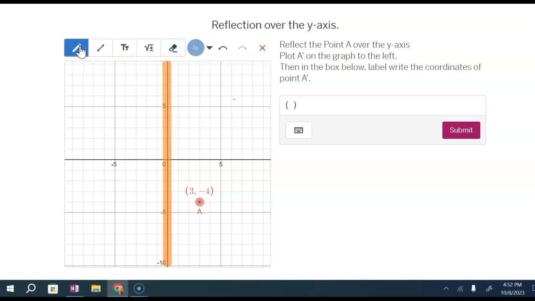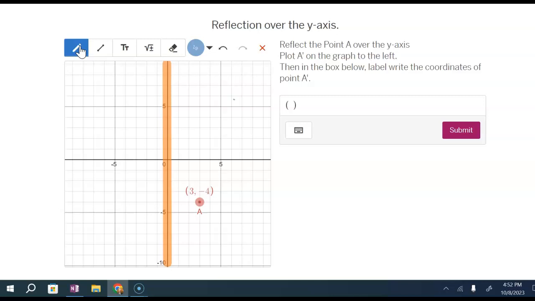Hello geometry students. Today's learning target is to reflect points over the y-axis. If you look at the problem on the screen, we have the point A (3, -4), and I want to reflect it over the y-axis, which is that yellow axis.